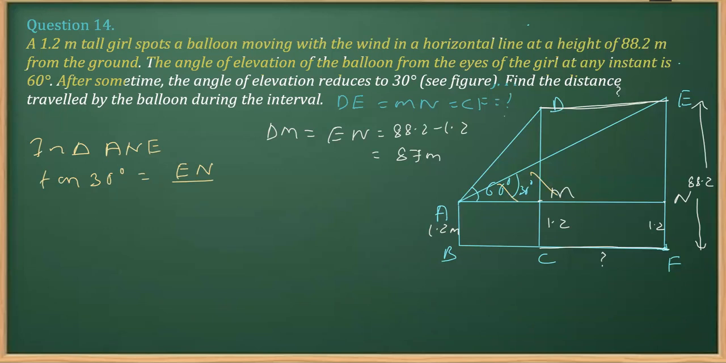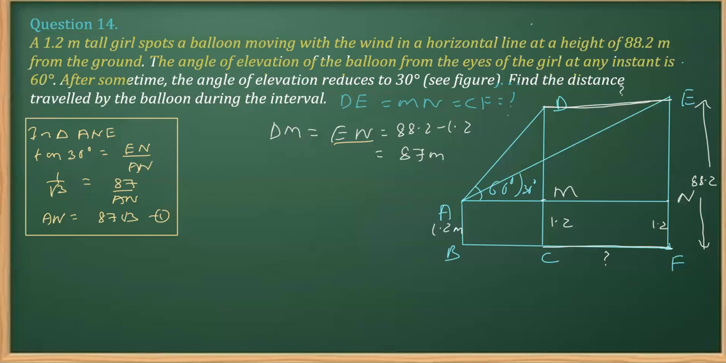So in this triangle, we have perpendicular as EN and the base as AN. So tan 30 is 1 over root 3. EN is given to us as 87, and AN is missing. So by cross multiplication, we'll get AN is equal to 87 root 3. That is equation 1. So once we get this value of AN, now we'll be getting the value of AM.